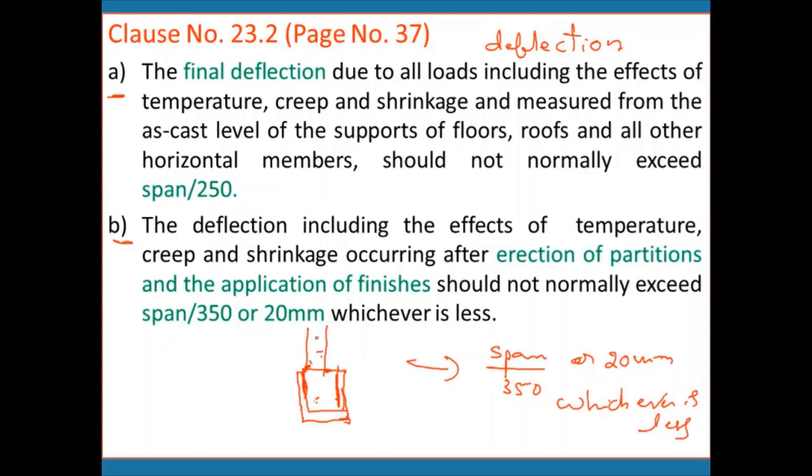less. Now after constructing the partition walls, after a few days we will apply all types of loads on the beam, like the live load, and we will place different things in the room. Then the load on the beam will increase. Once the load increases, the final deflection should not be more than span by 250, because the deflection increases in this case. Initially, after the application of partitions and finishes, it was span by 350 or 20 mm, but after application of all loads it will increase to span by 250.